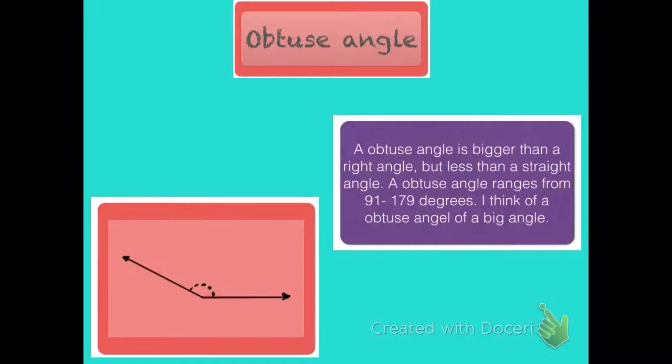This next angle is an obtuse angle. An obtuse angle is bigger than a right angle, but less than a straight angle. An obtuse angle ranges from 91 to 179 degrees. I think of an obtuse angle as a big angle.